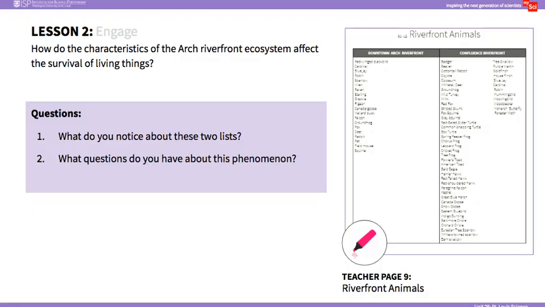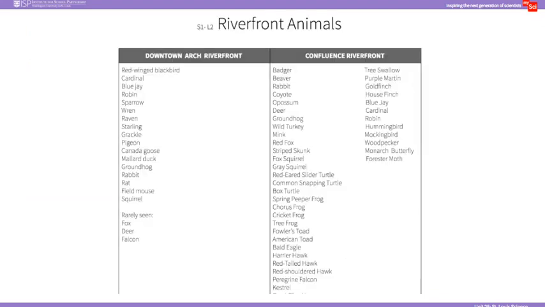Louis. For the engaged part of this lesson, students will look at a list of two different locations on the riverfront. They'll look at organisms that live on the Arch Grounds and then organisms that live on the confluence riverfront. What they'll do is they'll just make simple observations about this list and ask questions about the phenomenon they observe.